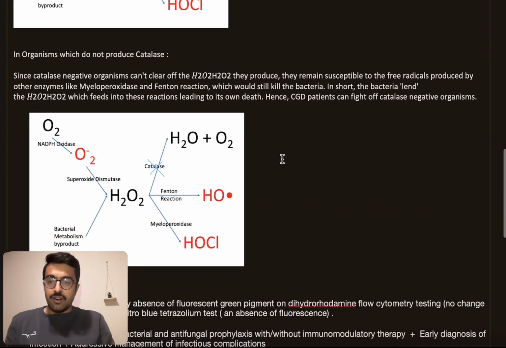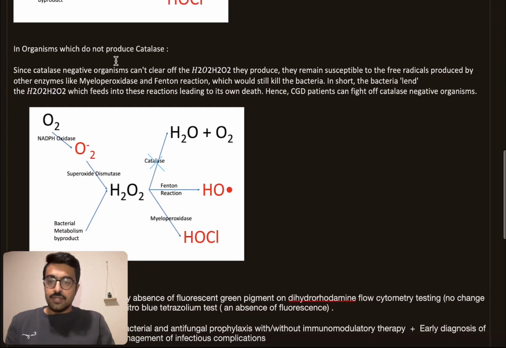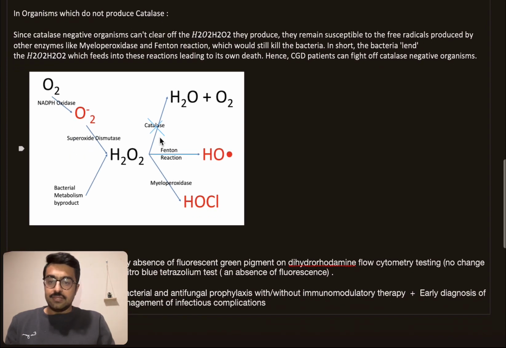So in the organisms which do not produce catalase, the hydrogen peroxide that is produced is converted to the hypochlorite ion and the hydroxyl radical. So the hypochlorite ion, that is bactericidal in nature, is able to lyse the bacteria.